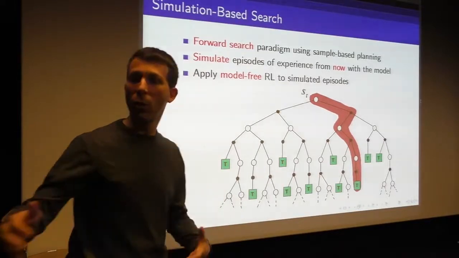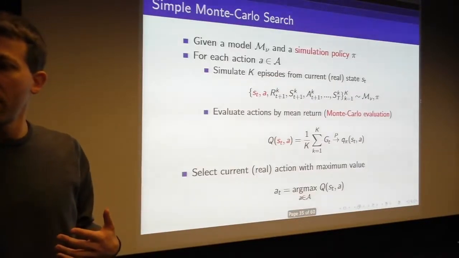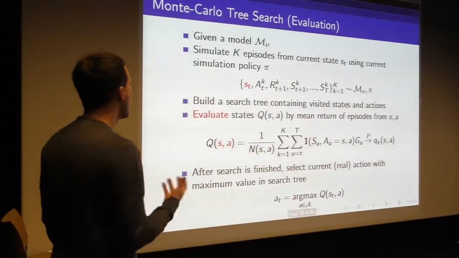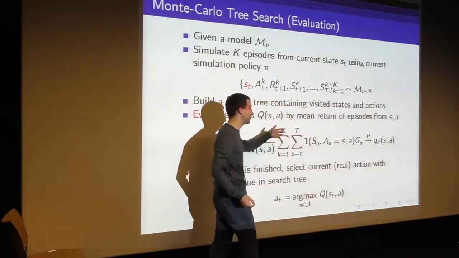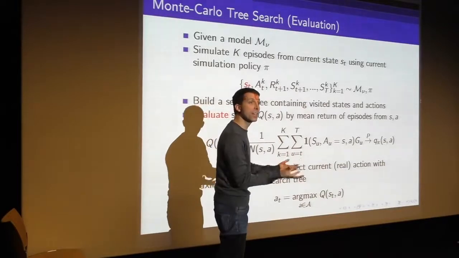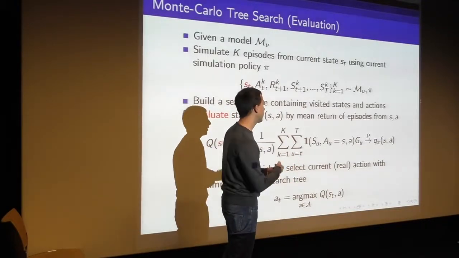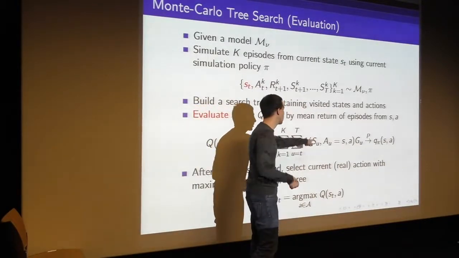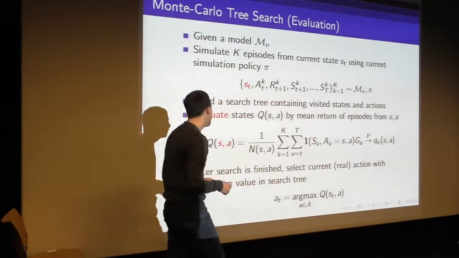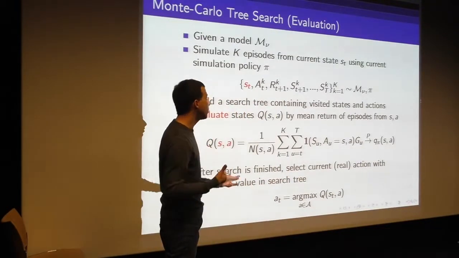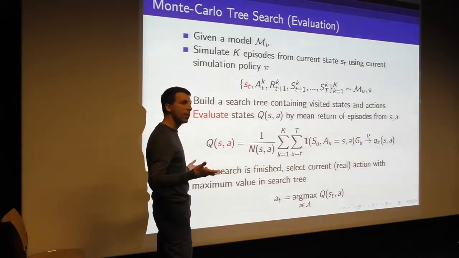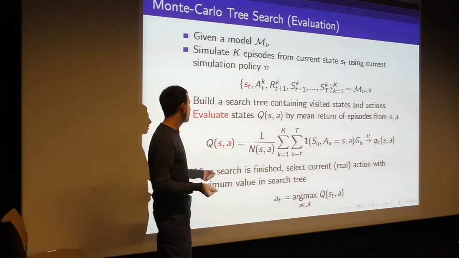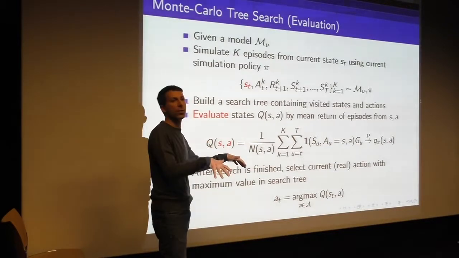So we basically just record in every part of our search tree these Q values. And this thing is just, again, counting. This is our fancy notation for saying let's just take the mean of all these returns and look at all the times we actually pass through that state action pair. And at the end of the search, again, we're going to pick the action that has the highest Q value at the root.